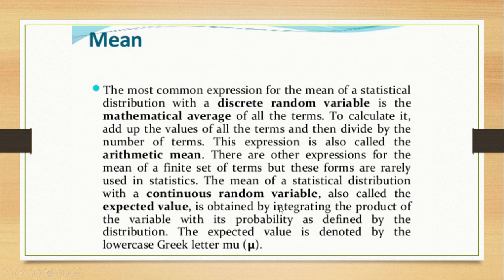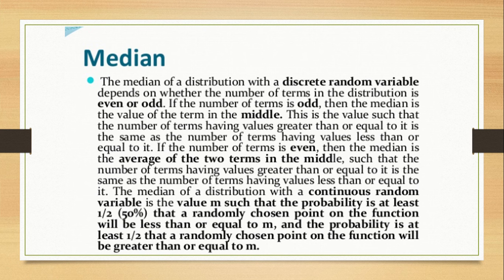And this is obtained by integrating the product of the variable with its probability as defined by the distribution. So the expected value is denoted by the lowercase letter mu. Okay, so this is letter mu. So that is our expected value of a continuous random variable. Then next we have the median.